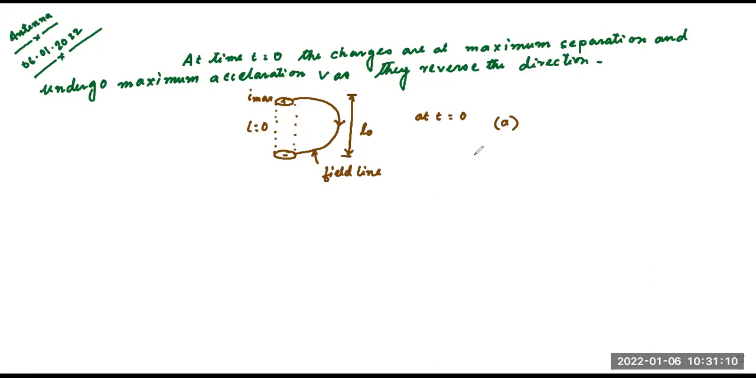So at t equals 0, the charges are at maximum separation and undergo maximum acceleration, that is v, as they reverse direction. As the charges reverse direction, they gain the maximum acceleration. At this time, I equals 0.